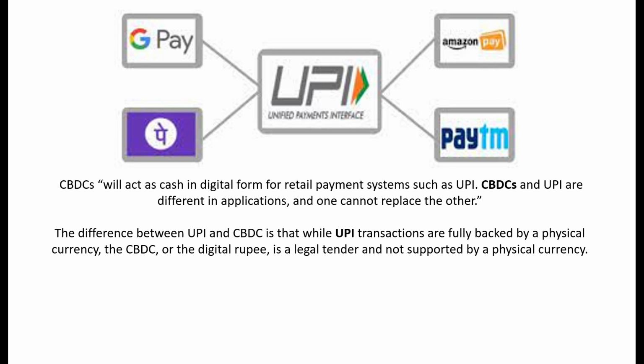The difference between UPI and CBDC is that whilst UPI transactions are fully backed by the physical currency, the CBDC or digital rupee is a legal tender and not supported by the physical currency. In order to explain this clearly, let me explain with animations. For example, a person who has an account in Bank 1 has a UPI account in his mobile, right? Here, the UPI and bank are merged. The UPI is transferring the amount from Bank 1 to Bank 2 using the UPI application, right?